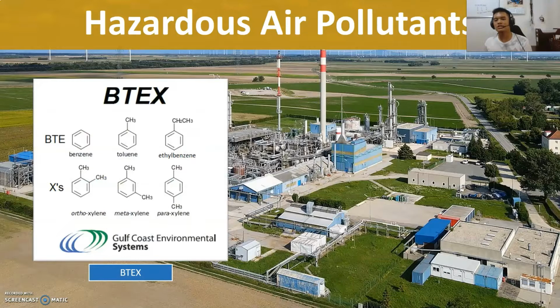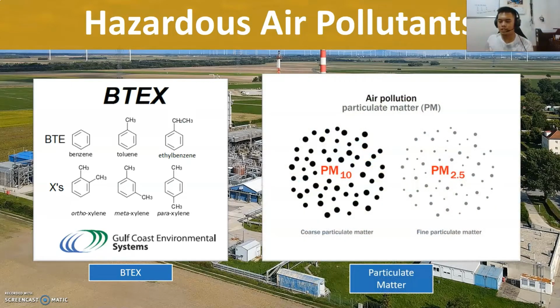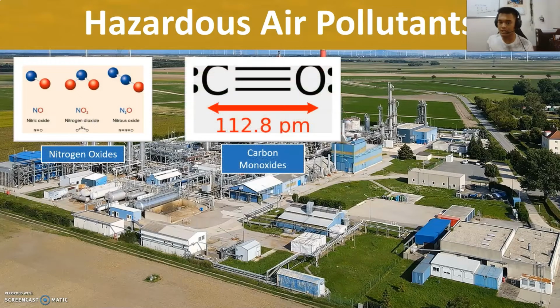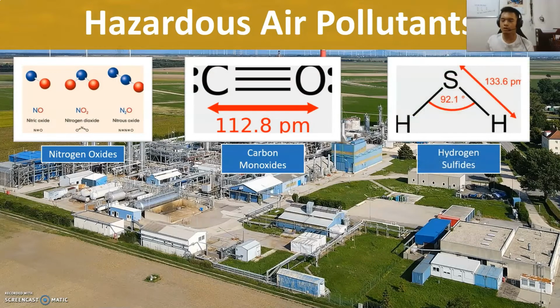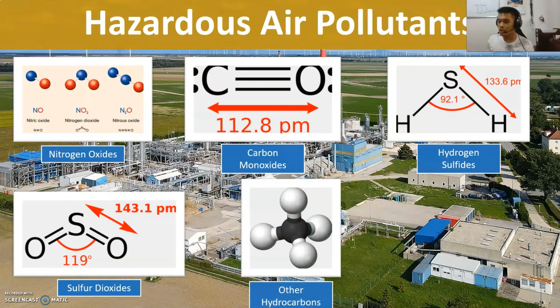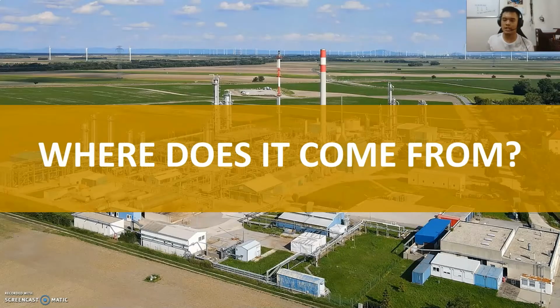And what are these hazardous air pollutants? They come from different forms. They can come from form of a BTEX, or benzene, toluene, ethylbenzene, and xylene compounds. They can also take into the form of particulate matter, or PM. They can also take into the form of nitrogen oxides, carbon monoxides, hydrogen sulfides, sulfur dioxides, other hydrocarbons, and lastly, other fuels. And we must take note of these hazardous air pollutants because these are what causes the most damage to both the environment and the health of all surrounding the plant itself.